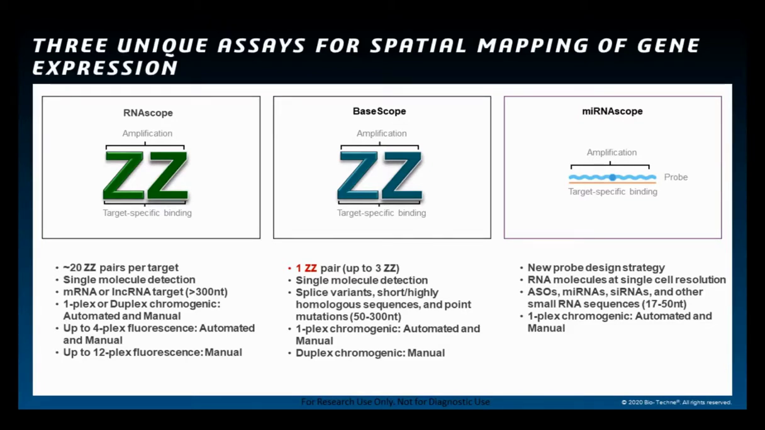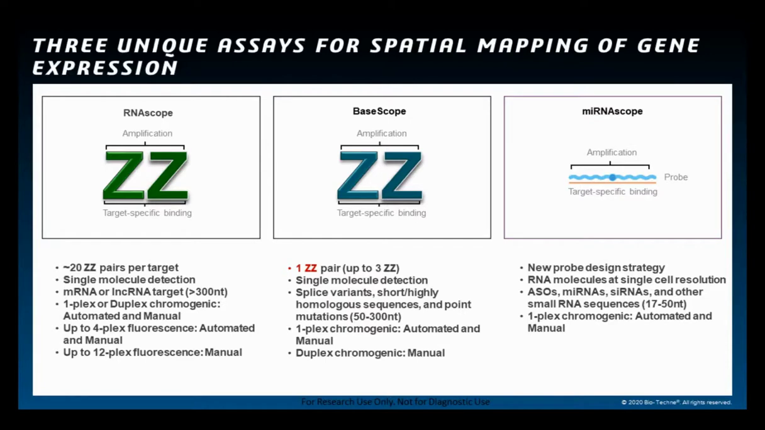On the other hand, the BaseScope platform listed here in the middle uses probes that are designed in 1 to 3 ZZ probe pairs to specifically support the short target detection of splice variants, highly homologous sequences, point mutations, or short targets that are 50 to 300 nucleotides. The BaseScope assay can detect up to 2 targets with the chromogenic assay.